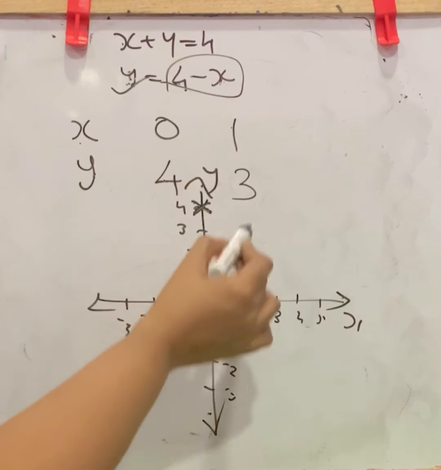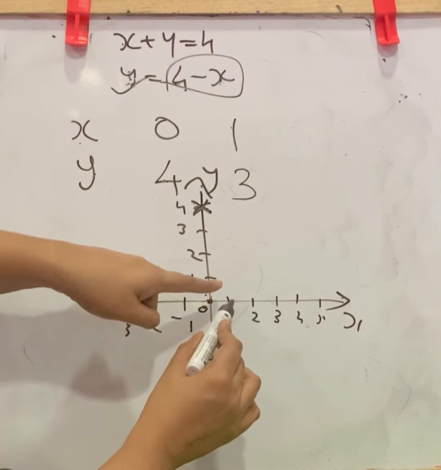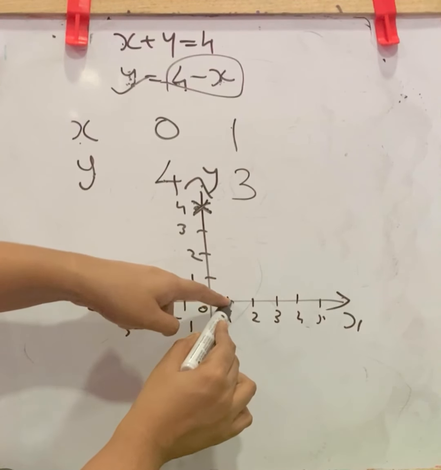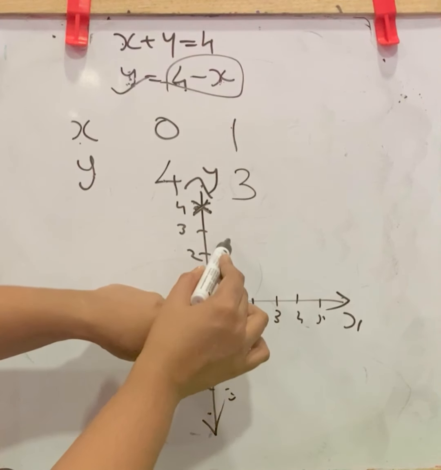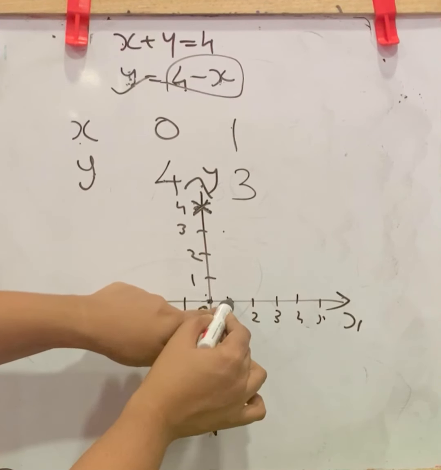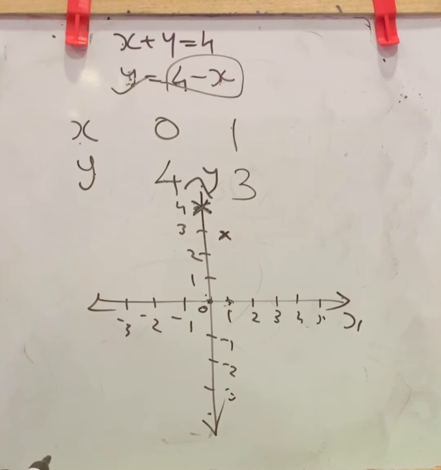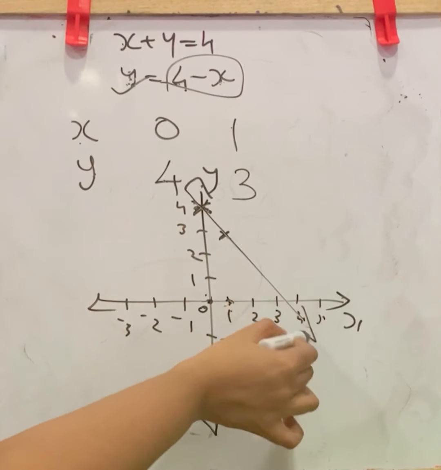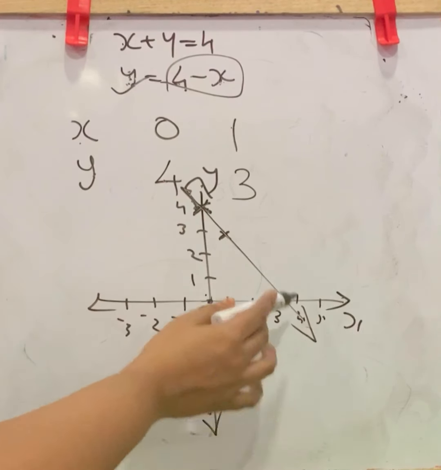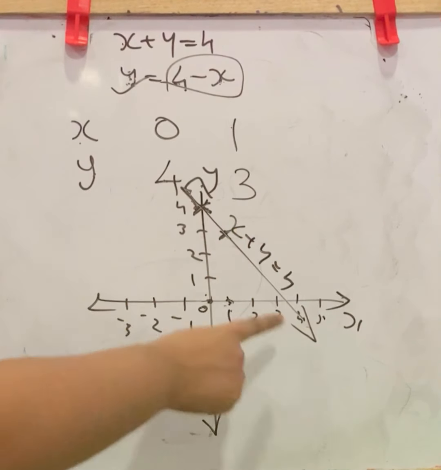Now x is 1. If x is 1, always check what is x. Keep your hand like this. X is 1, height is 3. From there you want to take 3. Okay, x is 1, from there you will take 3. So this is the point. Now join it. This is the graph representing x plus y equal to 4. It is a straight line.